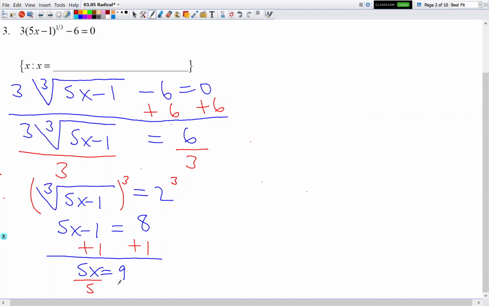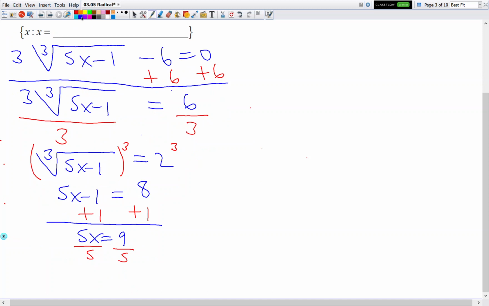And my answer doesn't look like it's going to be very pretty this time around. But there's no rule that says your answers always have to be nice looking numbers. So your answer is going to be 9 over 5. Okay, is this answer going to work? Well, we'll see. That's why we check the answers, because we want to see if these sometimes weird numbers that we arrive at actually work. So let's check out x equals 9 over 5.